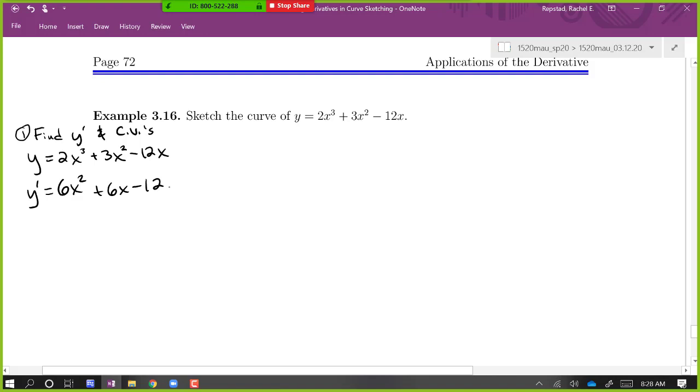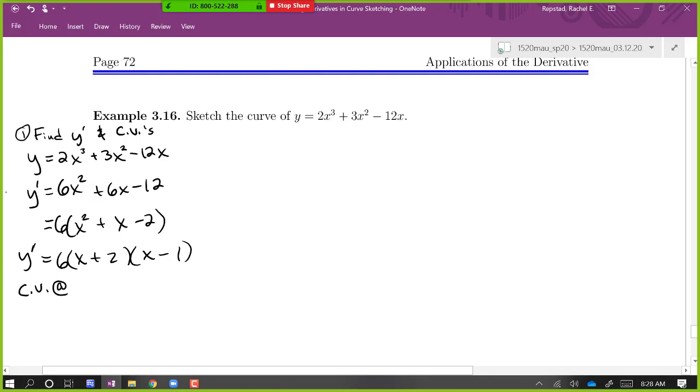Now, if I'm going to make a sign chart, I want this to be factored. So I think the first thing I'll do is take out a 6. And then we can unfoil and get x plus 2 times x minus 1. So there's our factors. What are our critical values? -2 and 1. Now, I know that I'm going to need the y coordinates eventually, so I'm just going to go ahead and find them.